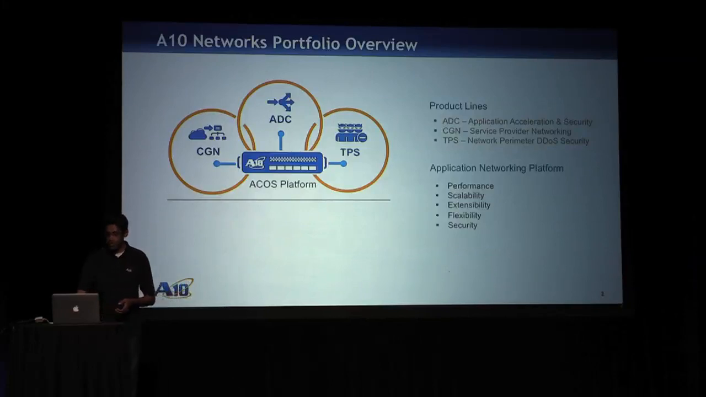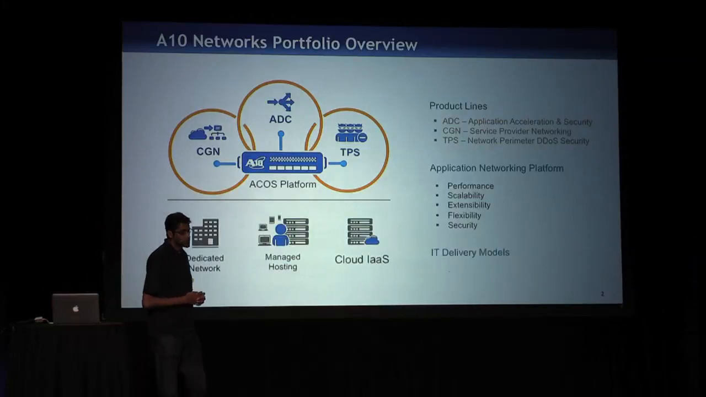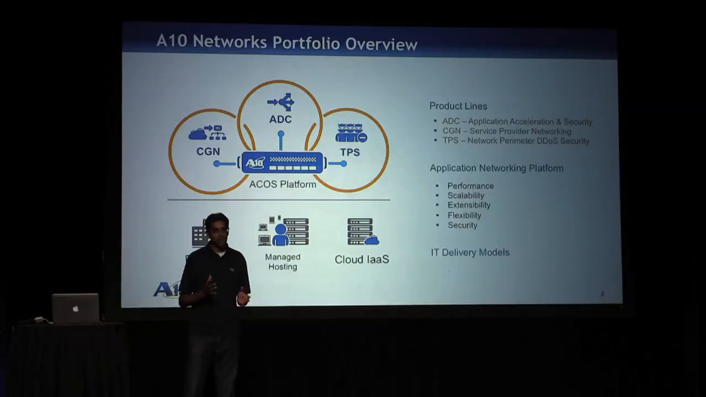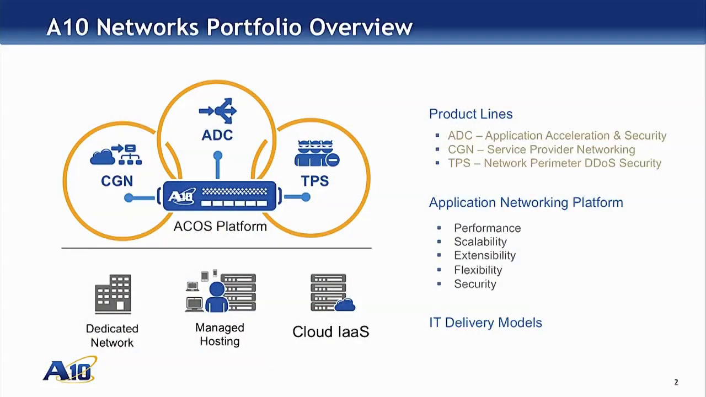And finally, with these products and solutions, we are able to provide support for multiple IT delivery models. If you're looking at dedicated networks, in the case of private clouds, we have high-performance appliances that can work as a virtual chassis to provide a single solution. We have solutions for managed hosting environments where you can leverage some of our multi-tenancy characteristics, the application delivery partitions, to come up with a managed hosting solution. And finally, the topic for discussion today is cloud IaaS. So we have a cloud services architecture that we recently launched in January that can be used for cloud infrastructure as a service offerings. So that's the brief background on A10 Networks.